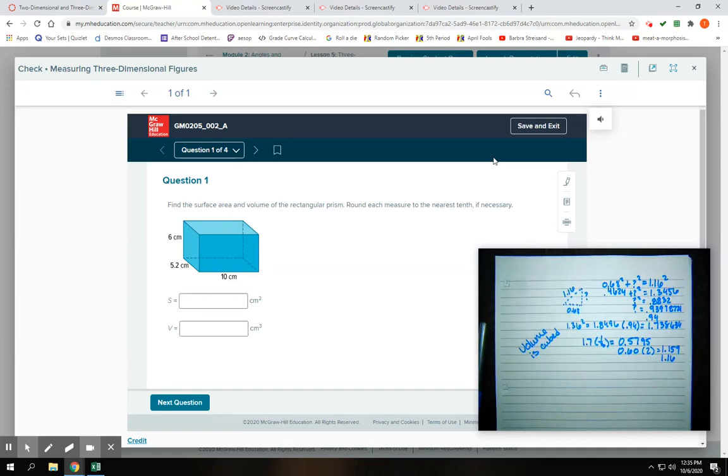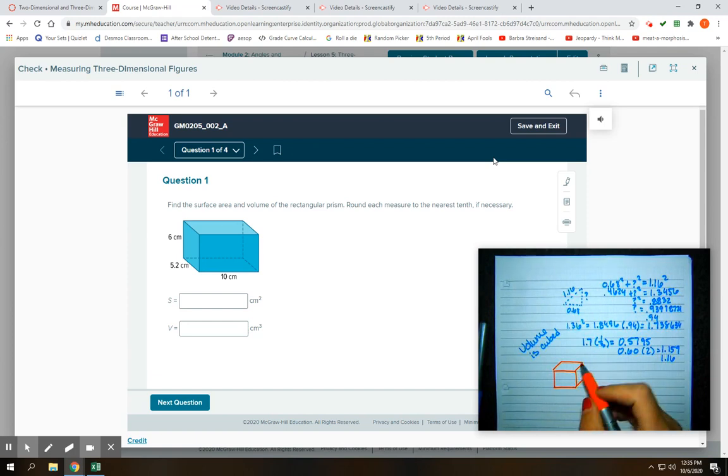Okay, so find the surface area and volume of the rectangular prism. Round each measure to the nearest tenth if necessary. Remember, to find the surface area, we need to find the area of each of the faces and then add them together.